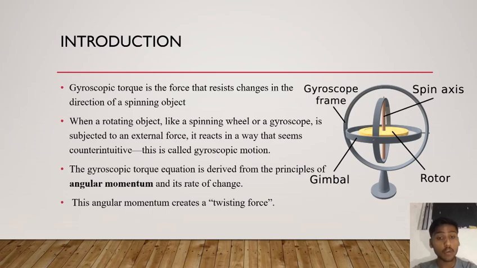This is why gyroscopes are used in aeroplanes and ships. They maintain orientation because of their resistance to direction change.